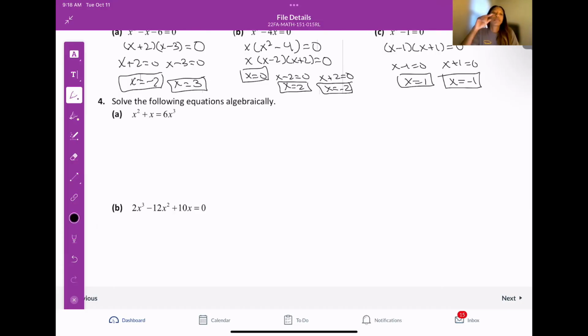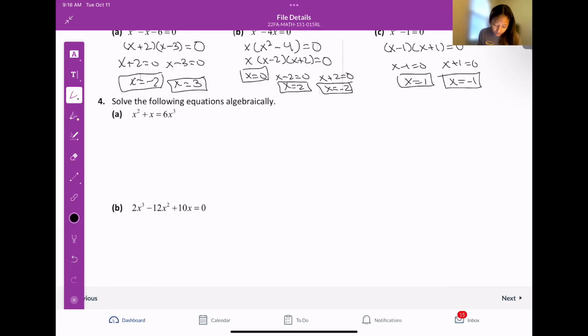Number 4, x squared plus x equals 6x cubed. So pay attention here. X cubed is the highest power of x. I personally like to keep my highest power of x positive. I think that is helpful. So I would move all of the terms to the right hand side in this case. If you prefer to have everything on the left hand side all the time, that's fine too. It'll work out almost exactly the same.